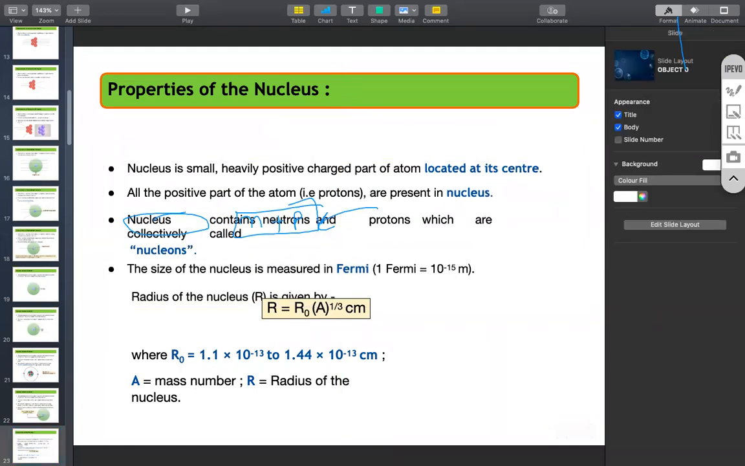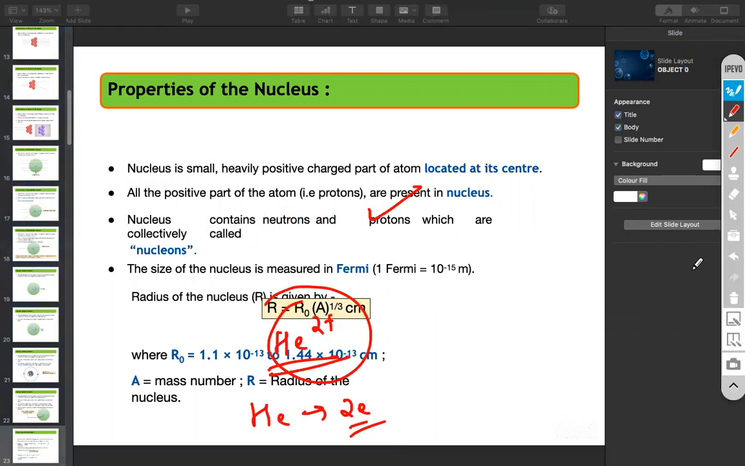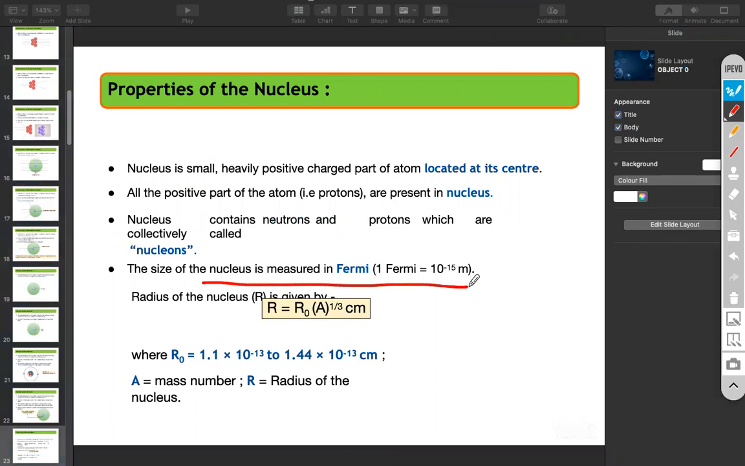Now see what the next point is. The size of a nucleus is measured in fermi. 1 fermi is 10 to the power minus 15 meter, because the radius of a nucleus is given by R equals R naught A to the power 1 by 3. Please write this formula, a very important formula for solving numericals. The radius of any nucleus was calculated and it came out like this. Understood?